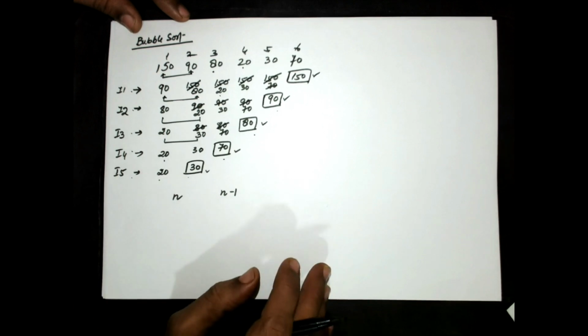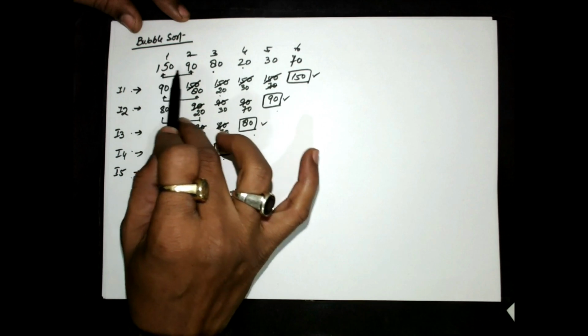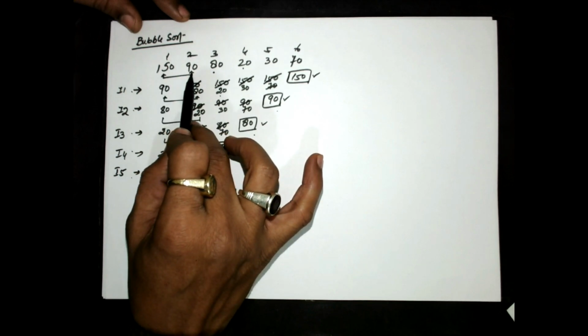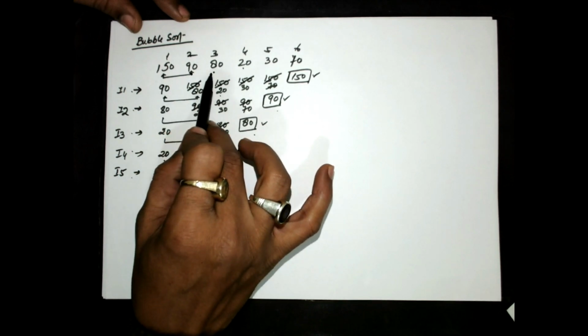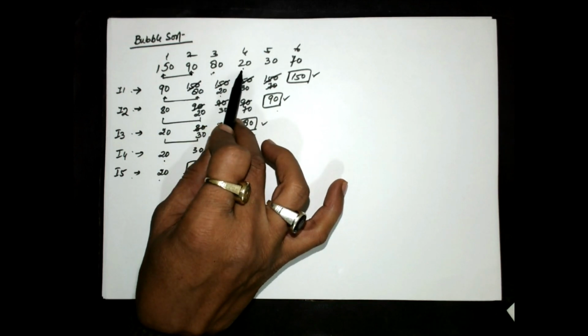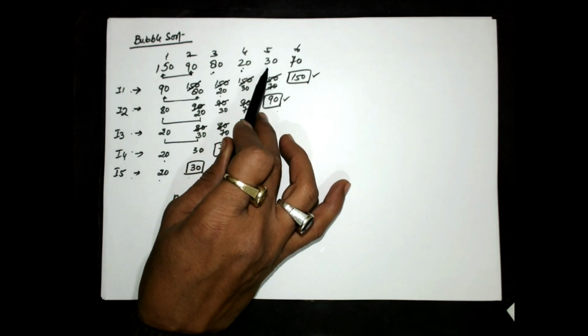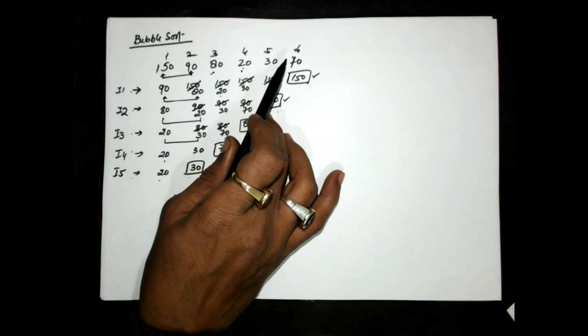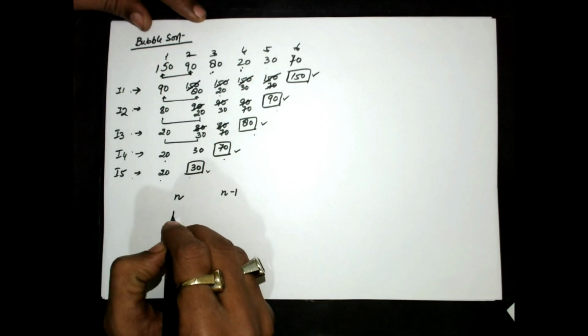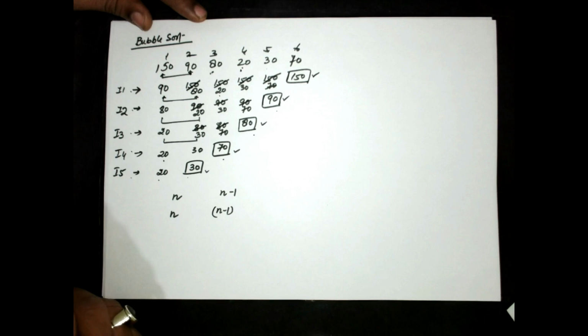Now let us see how many comparisons took place in the first iteration. I compared first and second element, first comparison. Second and third element, 2 comparisons. Third and fourth element, 3 comparisons. Fourth and fifth element, 4 comparisons. Fifth and sixth element, 5 comparisons. So in the first iteration, if I have n elements, then I perform n minus 1 comparisons.